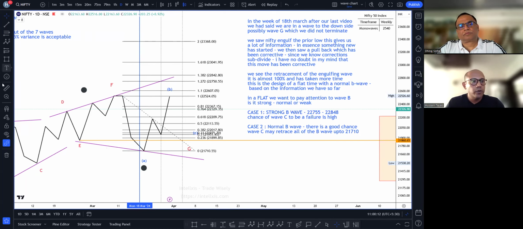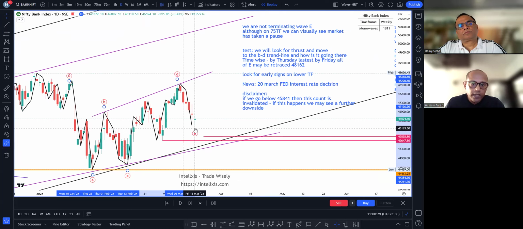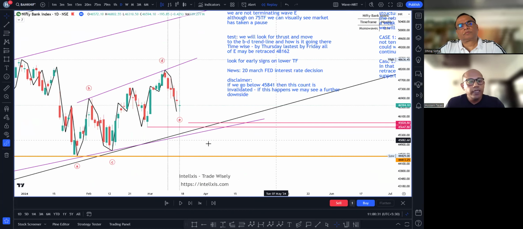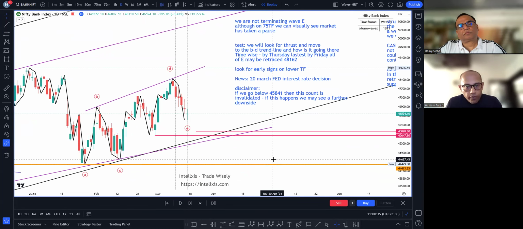Okay, I will switch to Bank Nifty. We will do the same thing. We'll just hit our replay button until 18. This is where we had met. At this point of time, based on the information we had on our screen, we had taken the count like this. Reason being, up to this point my triangular formation was still alive, the rules were still being followed. We had also put a disclaimer here.